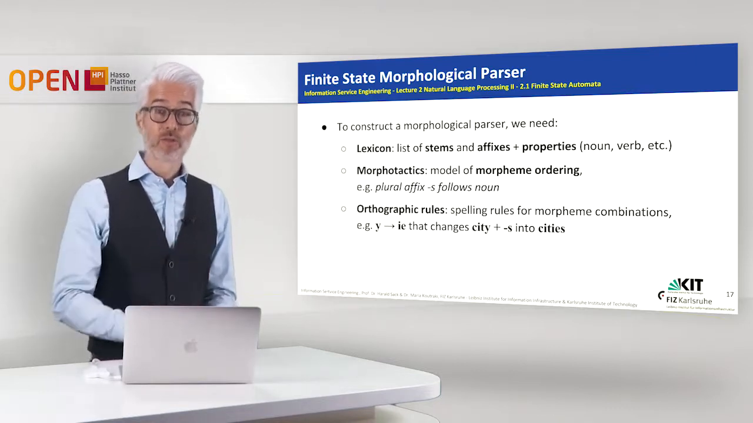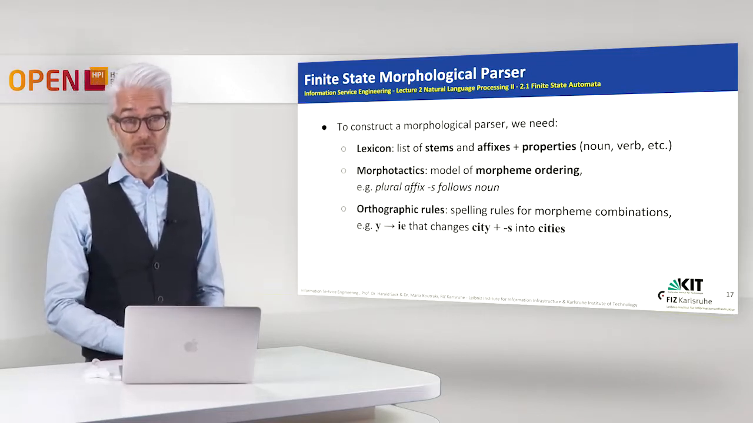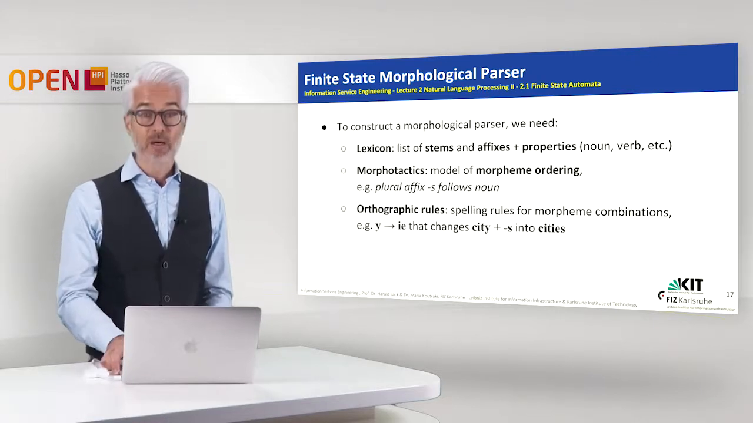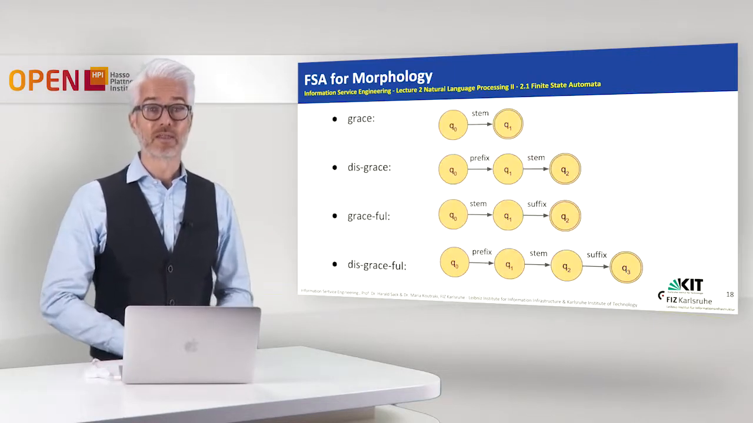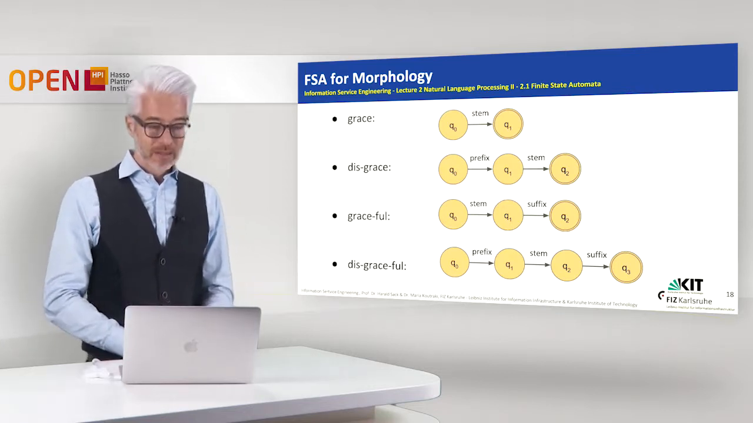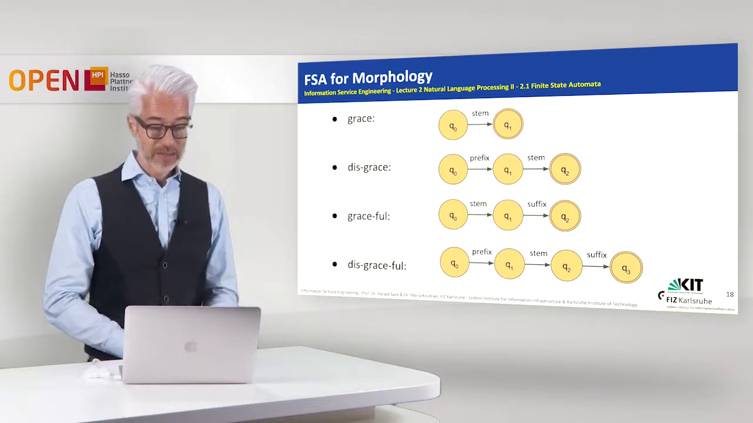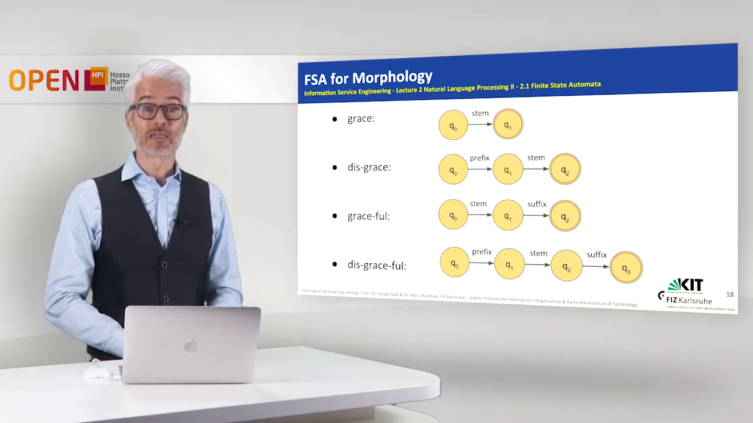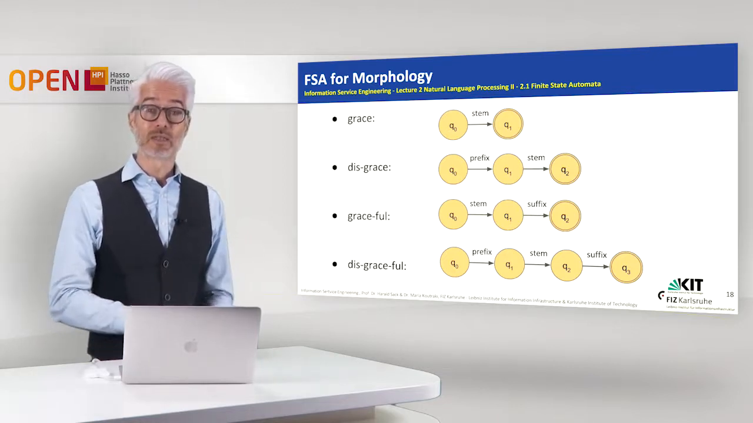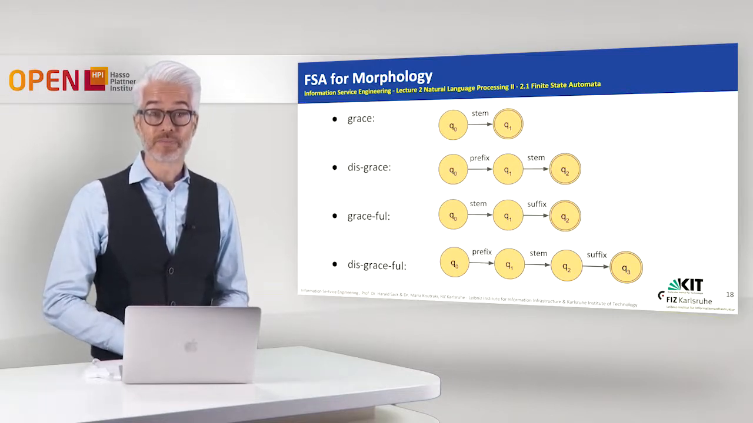And these three constituents have to be taken into account if we want to build a morphological parser. So this has to be represented on the basis of a finite state automaton. I give you a few examples. For example, if I want to recognize the word grace, I must have the possibility simply to recognize a word stem. So you have a starting state q sub 1, and then if you encounter a word stem, you go to a final state.